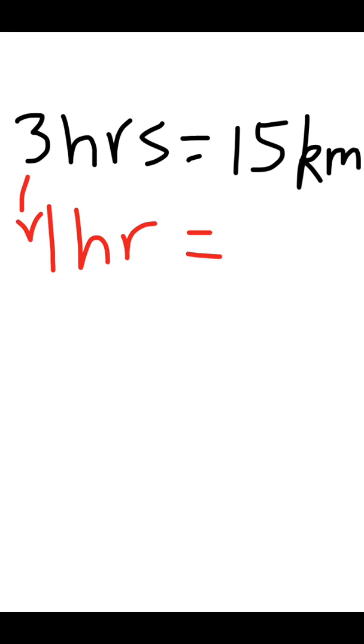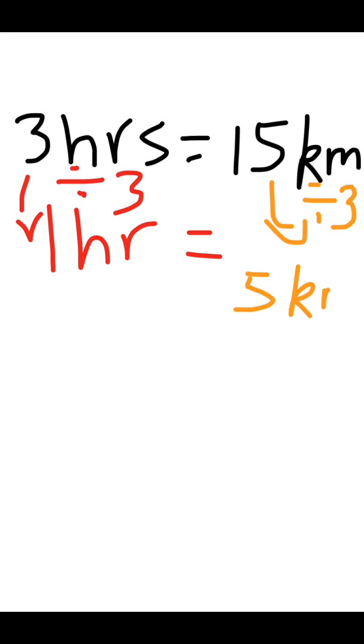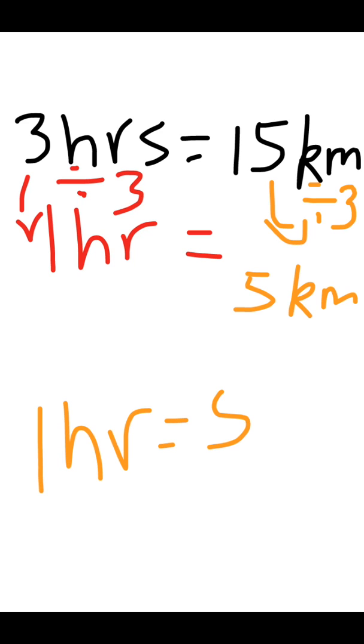So we know in 3 hours I'm travelling 15 kilometres. So you always start off with what the question tells you or what you know. Now let's find for 1 hour. So 1 hour, to find that, to get from this to this, I divide by 3. Whatever I do to one side, I do to the other side. So dividing by 3 here would give me 5 kilometres. So for 1 hour, I'm travelling 5 kilometres.